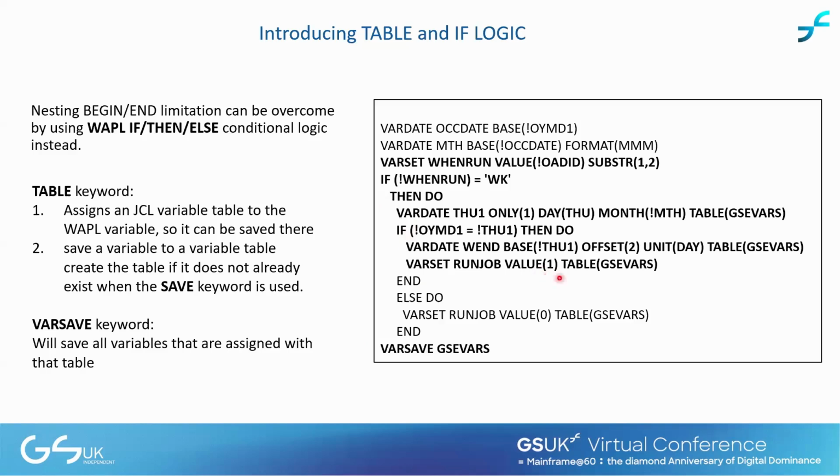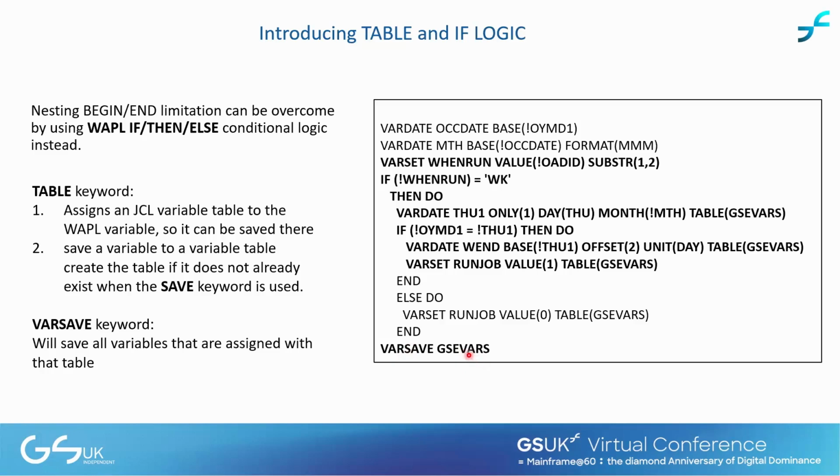The keyword table here is used to assign a JCL table where the variable can be saved. If the variable table does not exist, it will be created automatically the first time you run the code, the job. The VARSAVE command is used to save all previously defined variables to a specific variable table. In that case, it will be the GAC vars table.